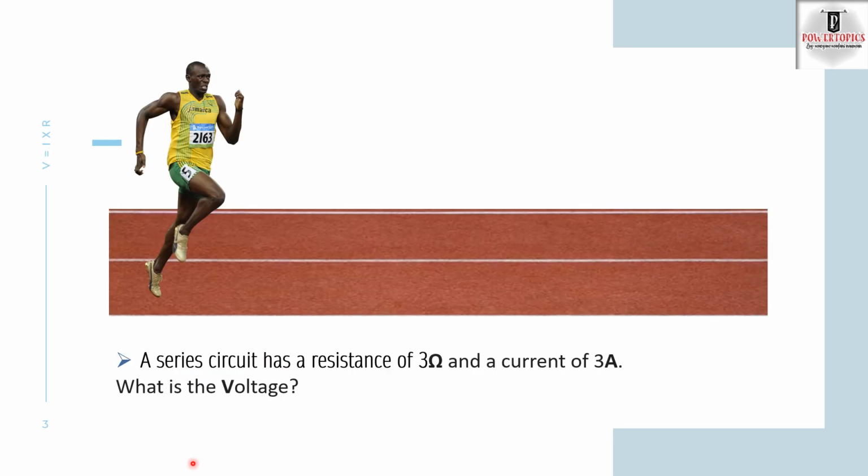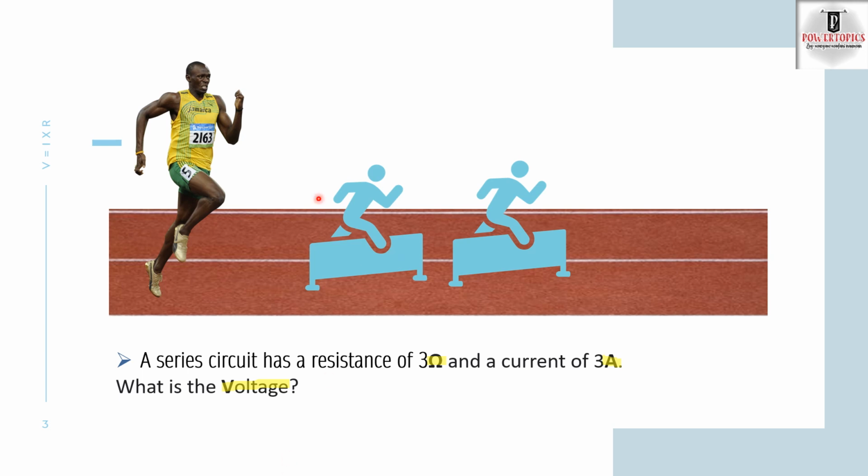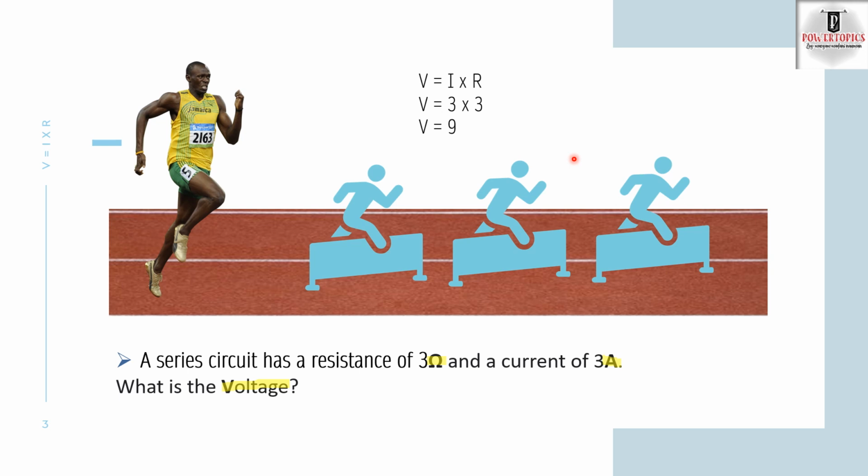Now let's take a look at an example. A series circuit has a resistance of 3 ohms. By the way, this is the symbol of ohm, and a current of 3 amps. You have to calculate the voltage. So you can think of these obstacles as the resistance. So to find out the voltage, we multiply the current by the resistance. The current is 3 amps and the resistance is 3 ohms. And so the voltage would be 3 times 3, which is 9 volts.